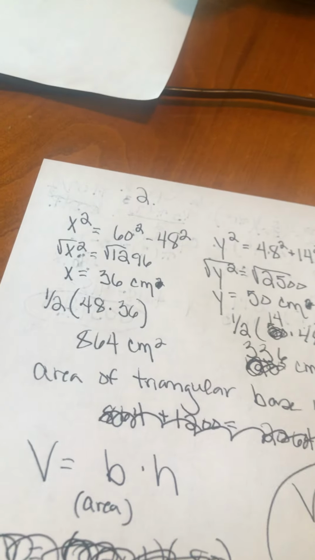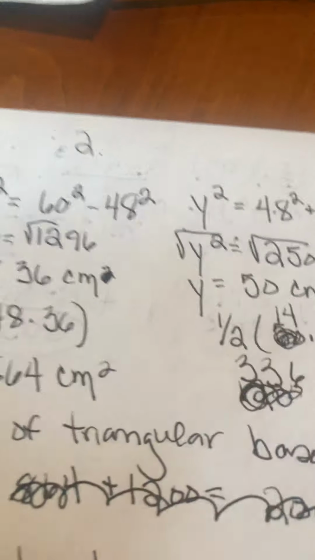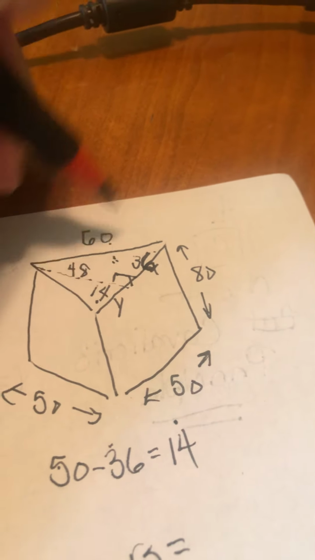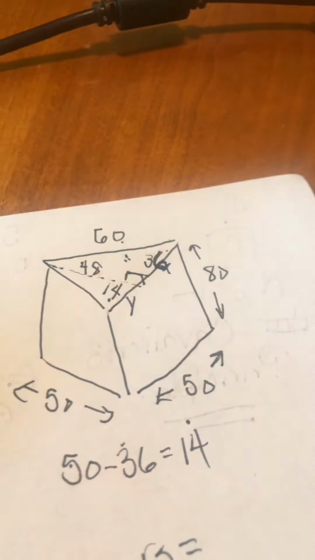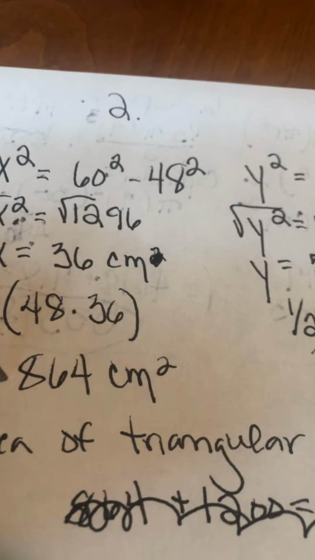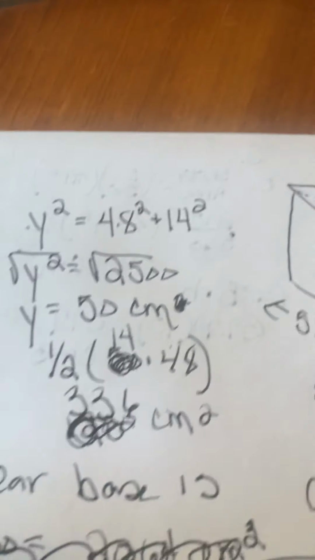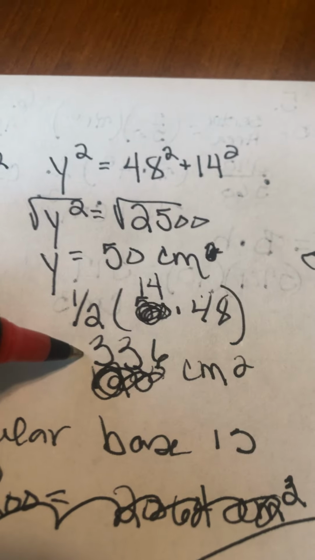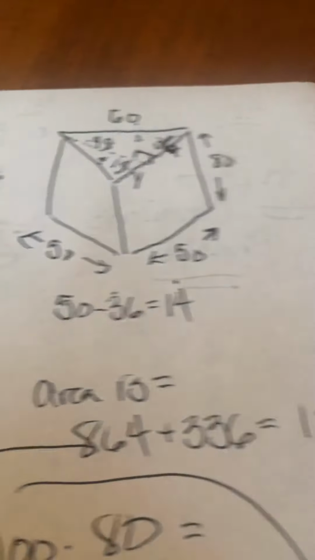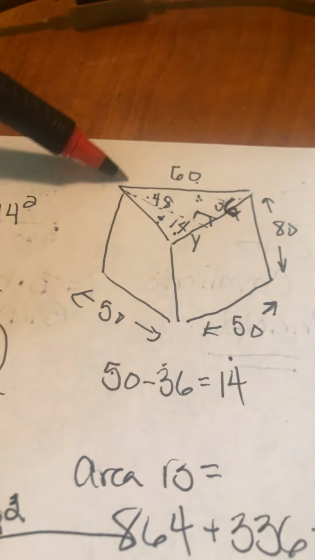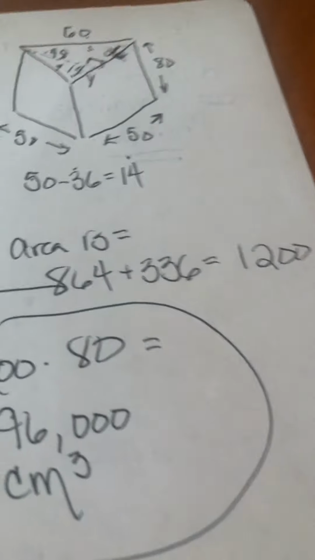So then the next thing I did is I found the areas of each. Let me finish writing this in. Okay, so I found the area of this one by saying 48 times 36 divided by 2. And I got 864 centimeters squared. And then we found the area of this half by saying 48 times 14 divided by 2. And I got this one 336. So then our next step is we had to take those and add them together. So the area of our entire triangle up here is 1200 because we had to take both those areas and add them together.